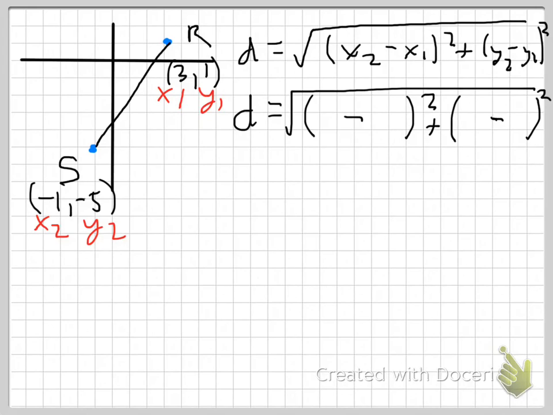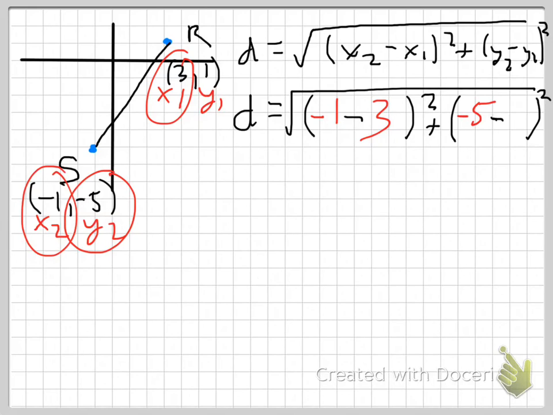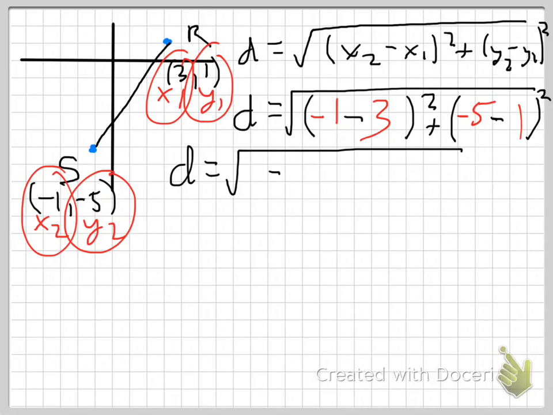So there's X2, -1, and there's X1, 3. And then we've got the Y's, -5 and 1. And so when I finish the problem, I'm going to get D equals the square root of (-4).